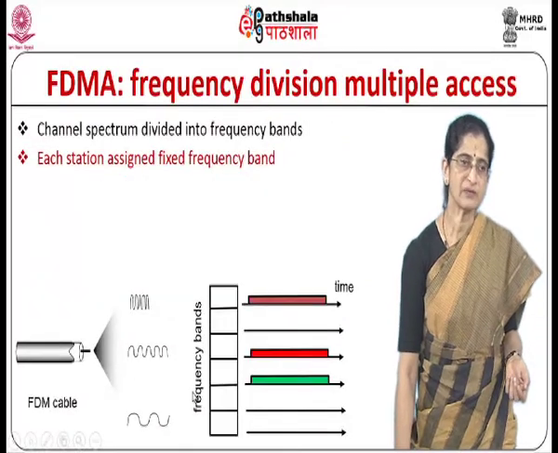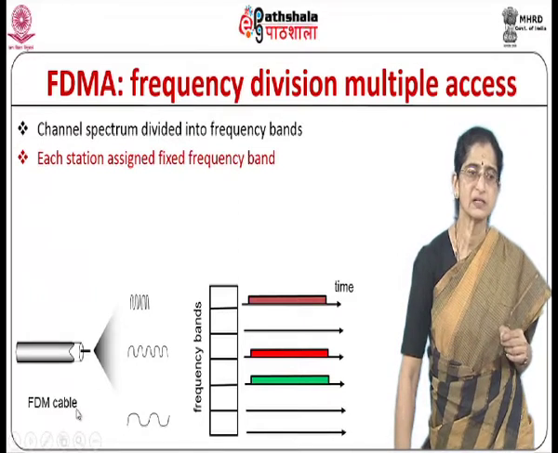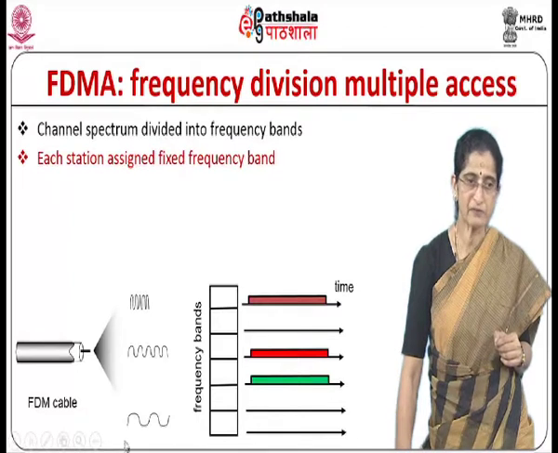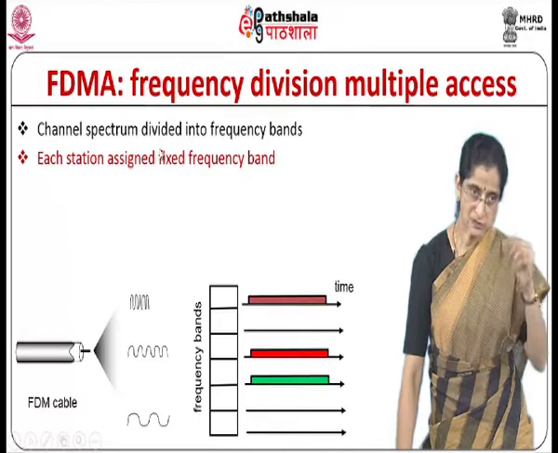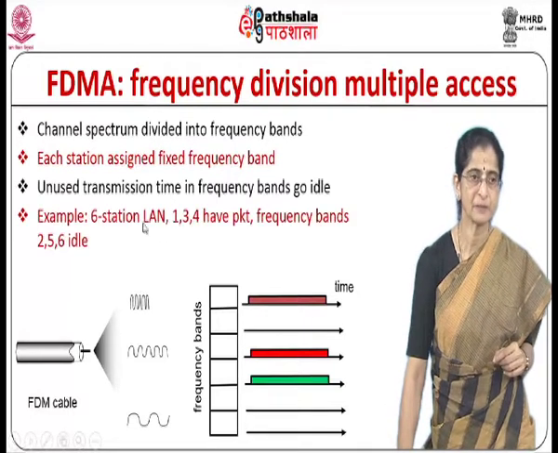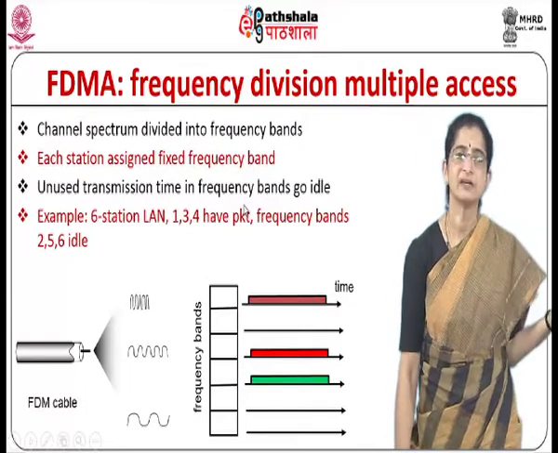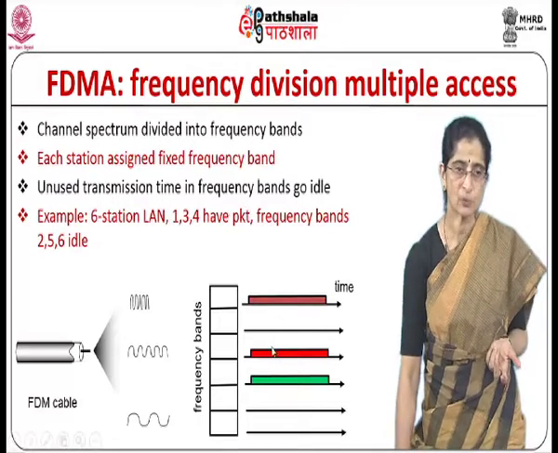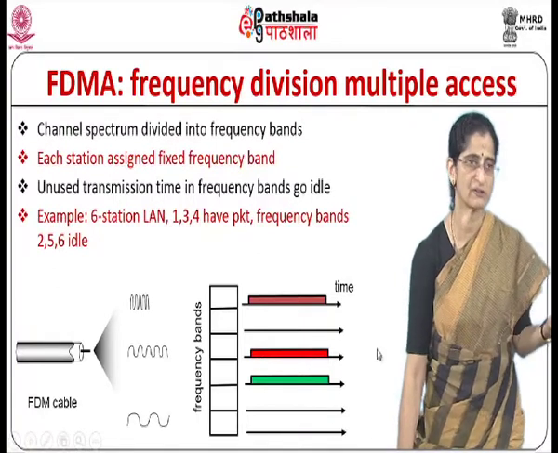Now in frequency division multiple access, FDMA, we have different frequency bands available. Multiple frequency bands share the same channel, the same cable. The channel spectrum as a whole is divided into frequency bands. Each station is assigned a fixed frequency band, and the unused transmission time in the frequency bands will go idle. Just as in TDM the unused slots go idle, here the unused frequency bands go idle. For instance, here 1, 3, 4 have a packet, while 2, 5 and 6 do not, so those frequencies are unused.